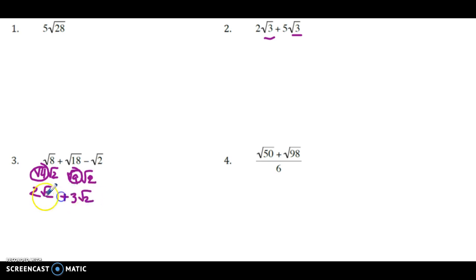And so I have 2 radical 2 plus 3 radical 2, and then I can't forget about this one, minus a radical 2. And now you can see that all of our radicands are alike, radical 2, radical 2, radical 2. Once your radicands are alike, you can just add the numbers in front. And since there's no number in front of this one, I'm just going to make it a 1. So I have 2 radical 2's plus 3 radical 2's gives me 5 radical 2's, minus a radical 2 should give me 4 radical 2's.